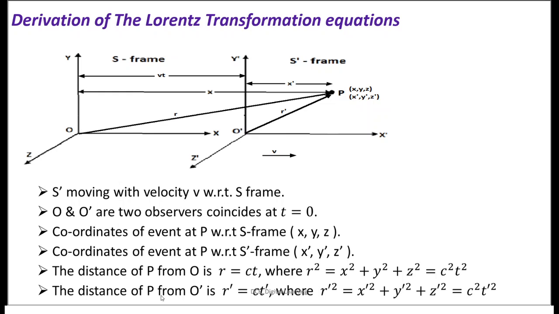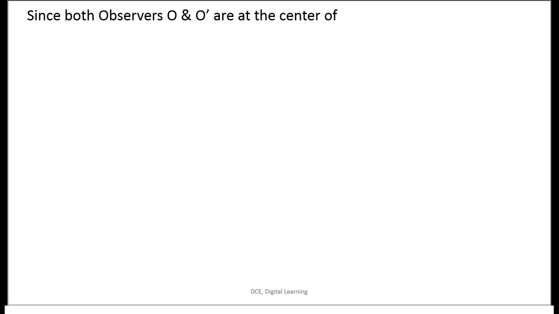The distance of point P from the observer O prime is r prime, which is equal to c into t prime, where r prime squared is equal to x prime squared plus y prime squared plus z prime squared, which is equal to c squared t prime squared. When the time t is equal to 0, these two are equal, that is r squared is equal to r prime squared. We are going to use that condition here.